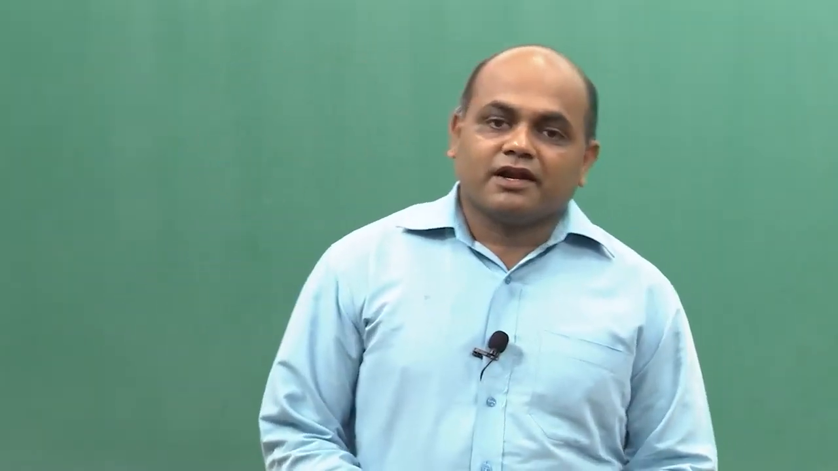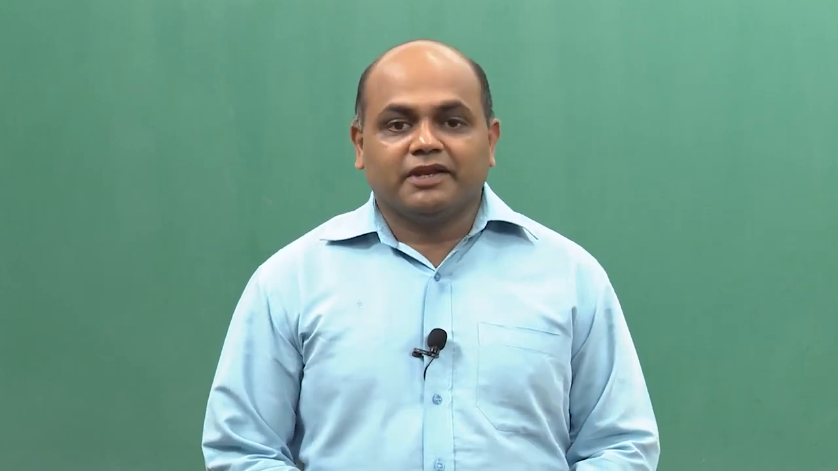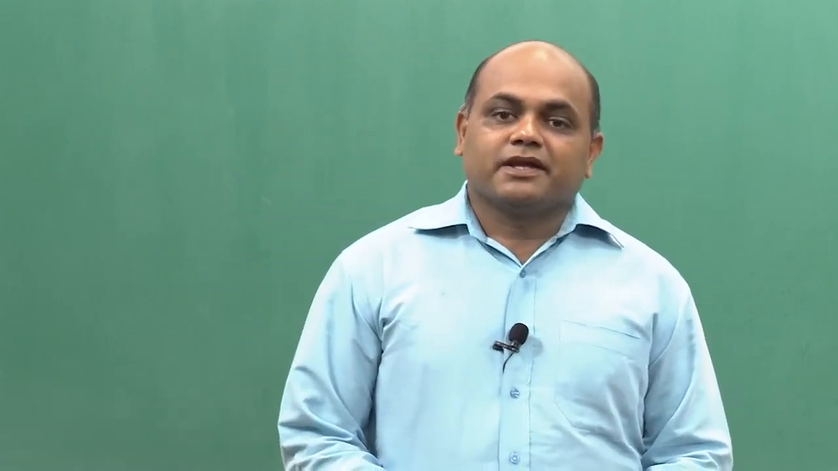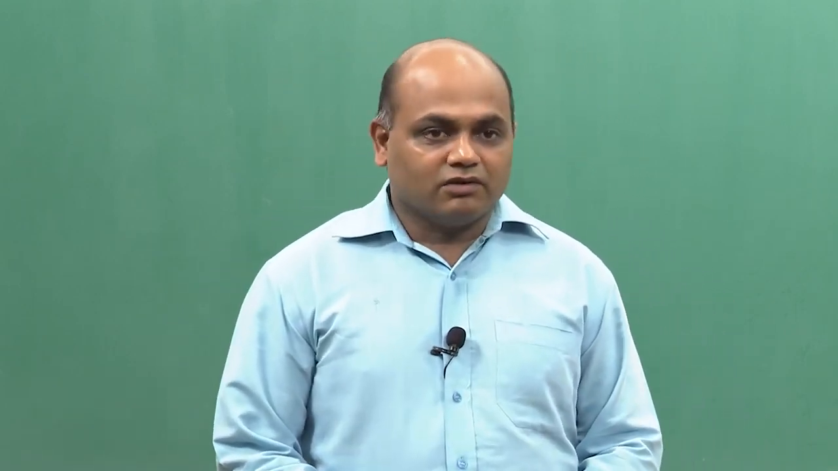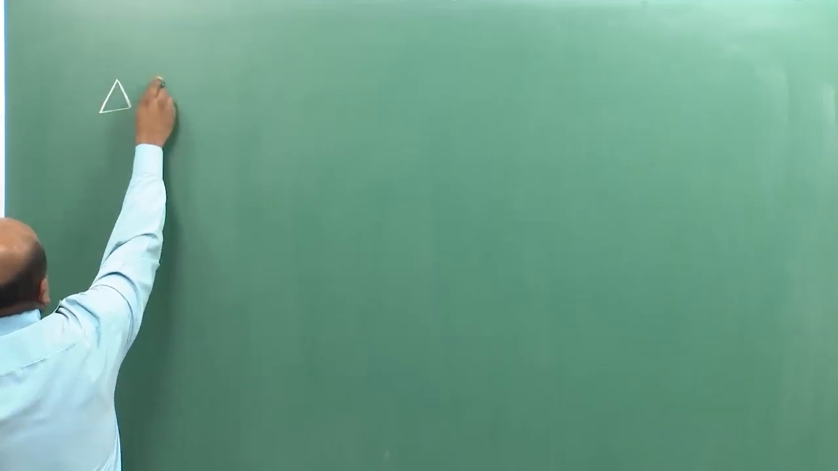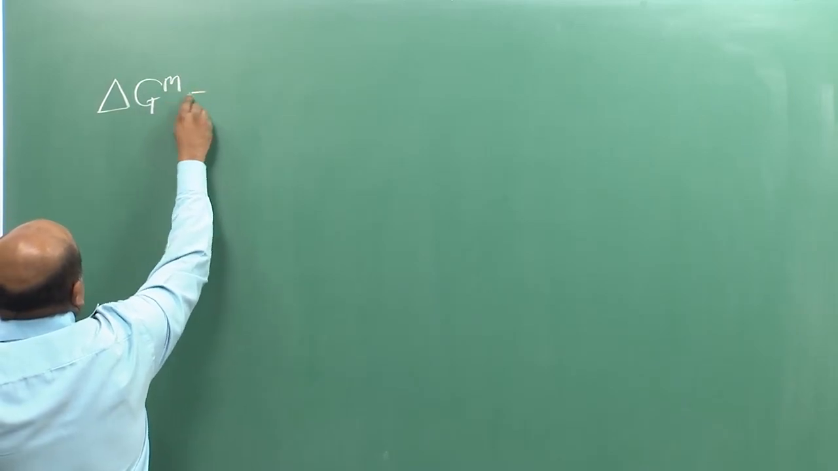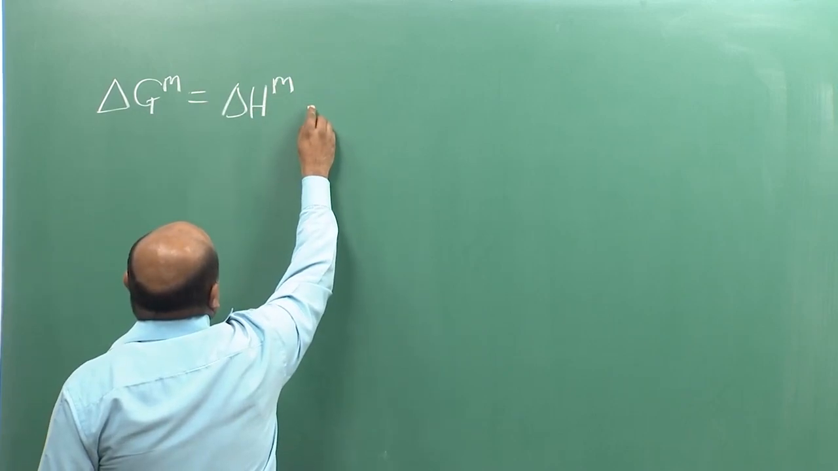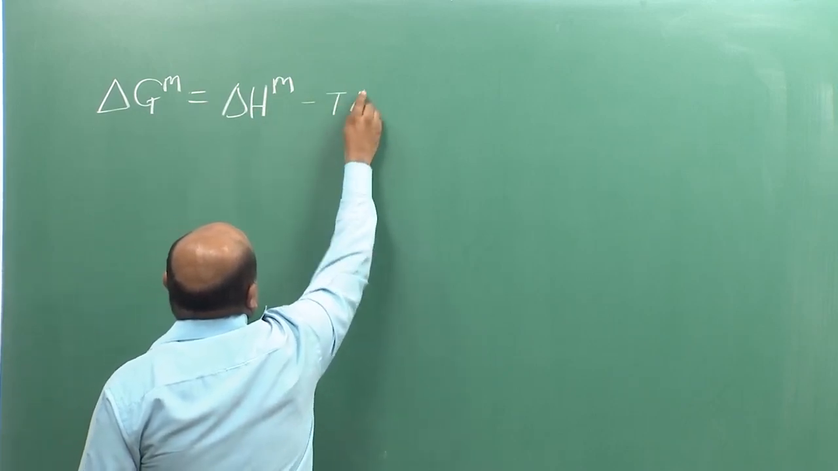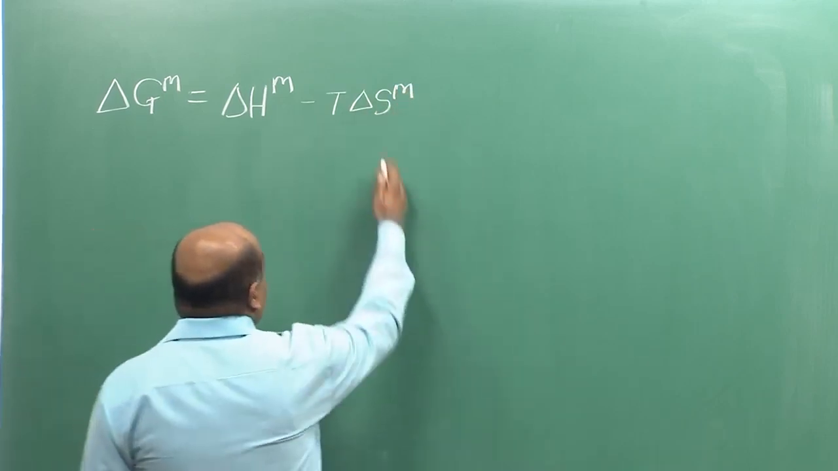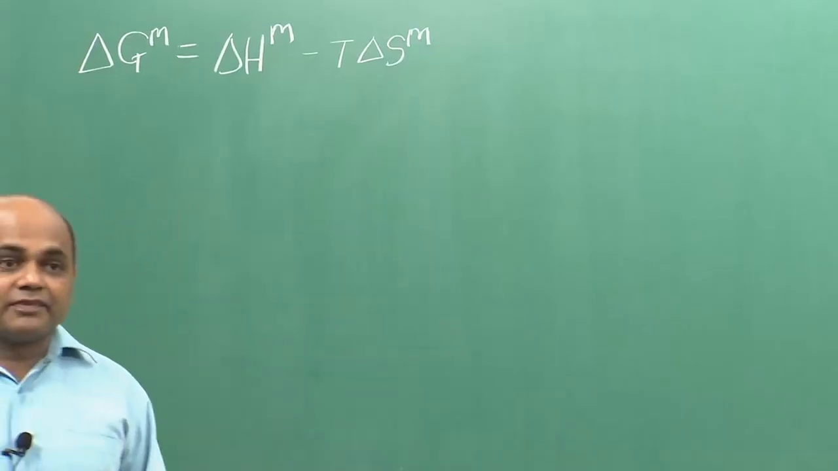So, last class we went over regular solution model and ideal solution models for determining the Gibbs free energy of mixing, that is the change in Gibbs free energy when we form a solution of two components. So, in general, molar Gibbs free energy of mixing delta G m can be expressed as delta H m, that is the enthalpy of mixing, minus temperature times delta S m. Delta S m is the entropy of mixing.